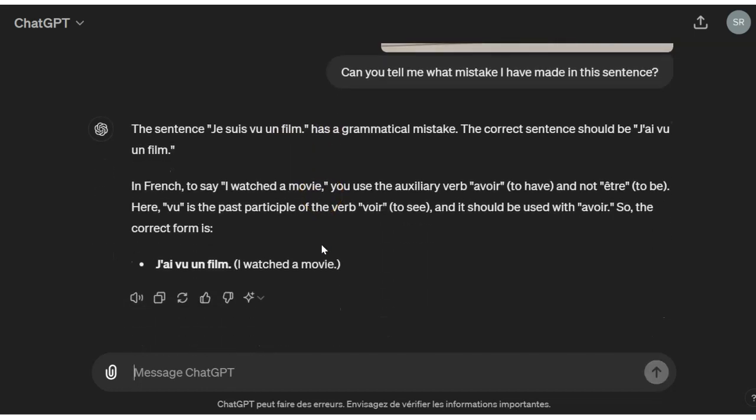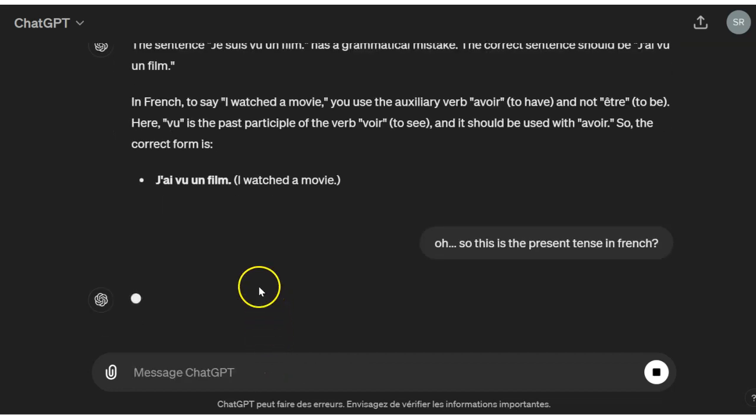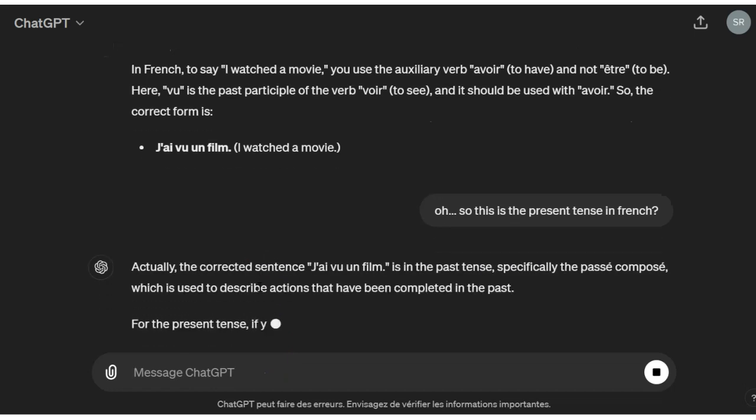And GPT is telling me the mistake that I have made. I should have used avoir. Instead, I've used être. And so it's giving me the right sentence. So we can see that its first, I want to say intuition, but maybe not, its first response is to give me the right answer rather than teaching me. But then that can be edited in the settings later.